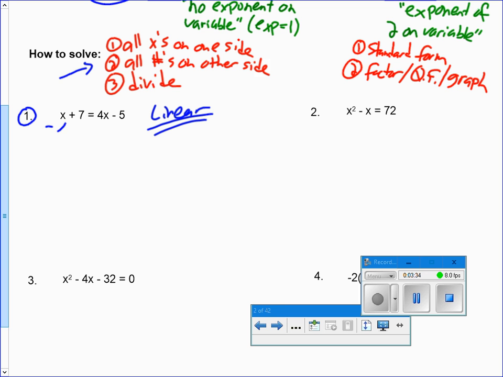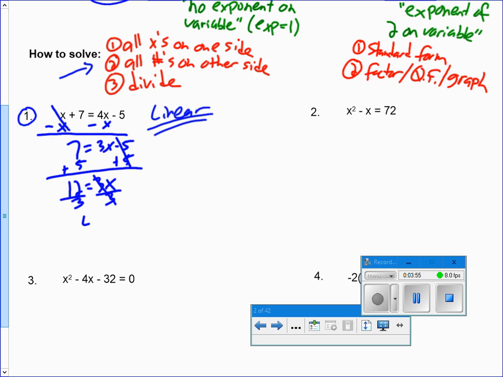So I might start by subtracting x from both sides. Then to get all my numbers on one side, add 5. And last step, divide by the coefficient number in front of the variable. And it's linear, so we get one answer.